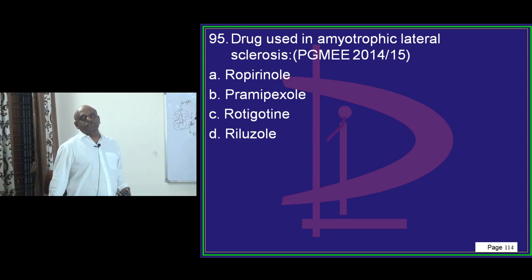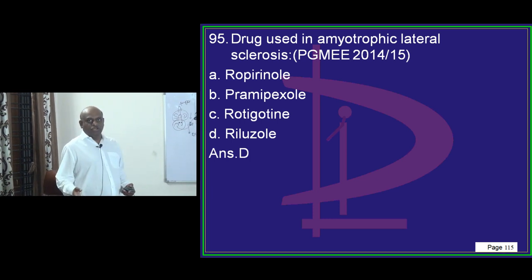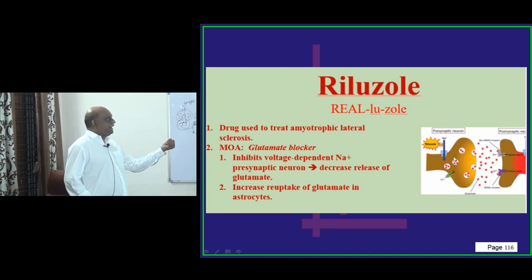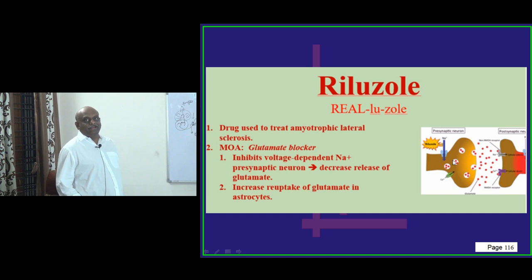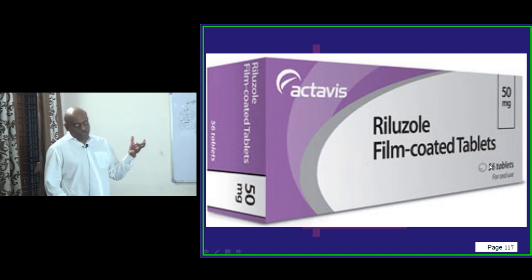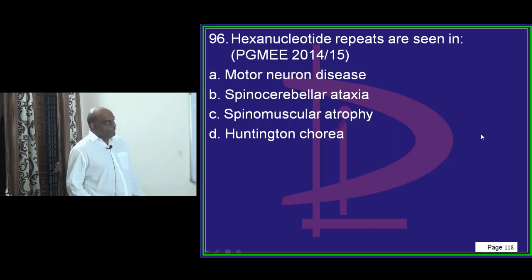What is the drug that you use in amyotrophic lateral sclerosis? Riluzole is the drug, which is a glutamate blocker. It inhibits the voltage-dependent sodium channels on the presynaptic neuron and decreases the release of glutamate. This is what is used in amyotrophic lateral sclerosis, is what you have to ultimately remember.